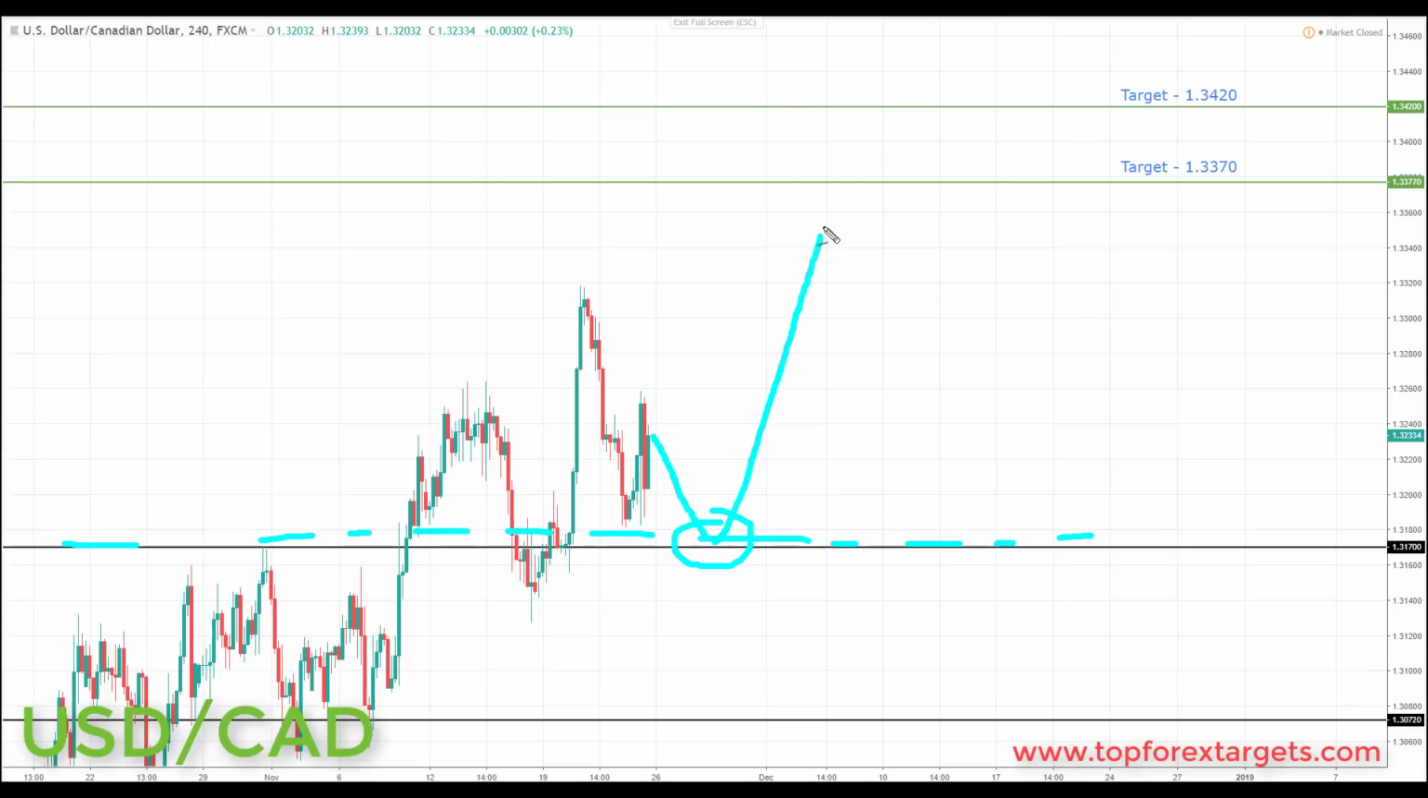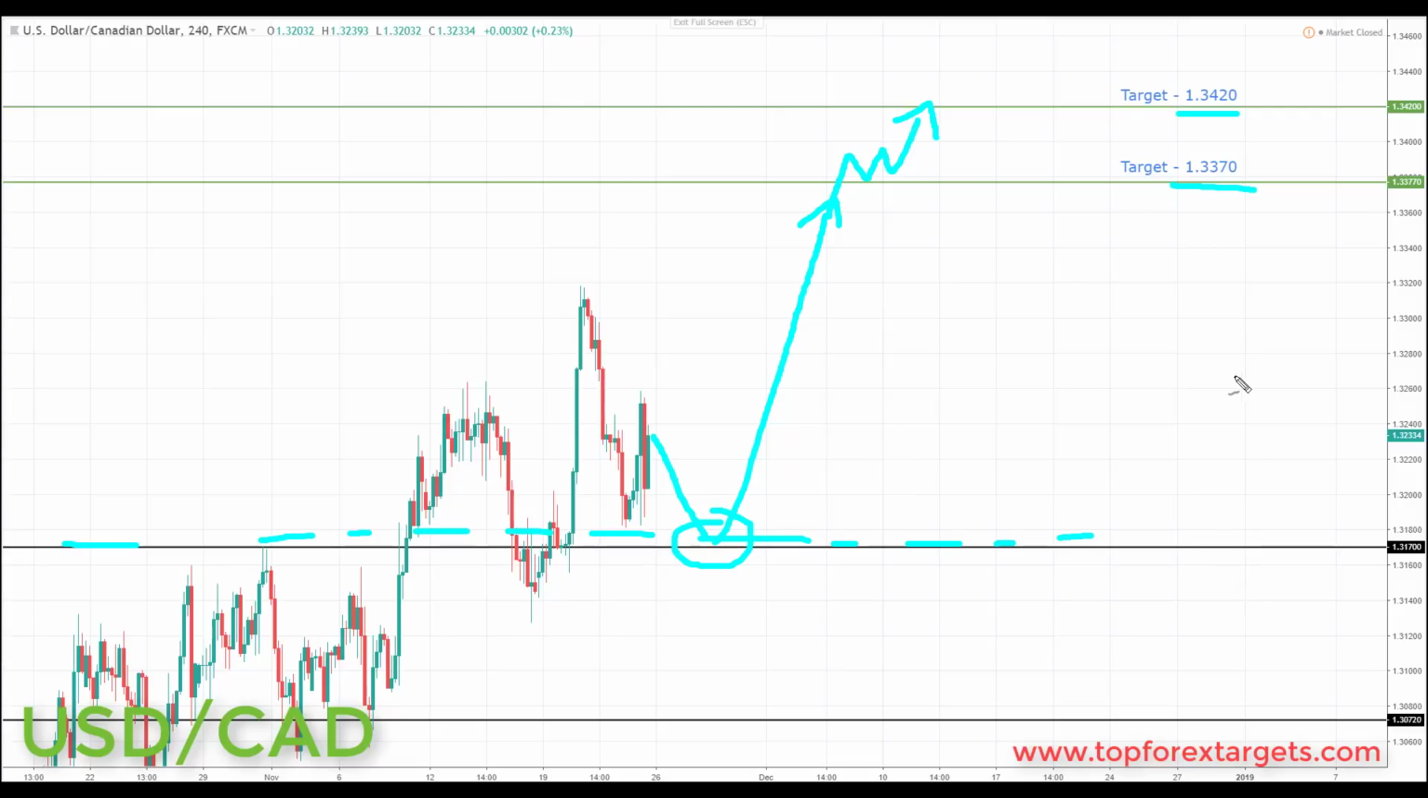We're going to be looking at initiating longs up towards the next key area of resistance to the upside and the target set at the 1.3370. And if we get a break through here, we're going to be looking up towards the next key area of resistance to the upside and target 2, the 1.3420.